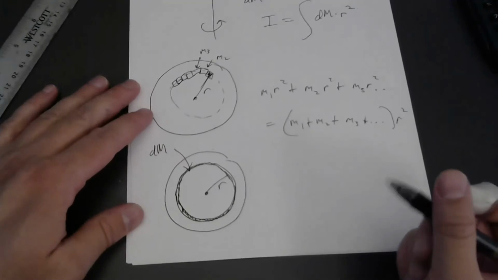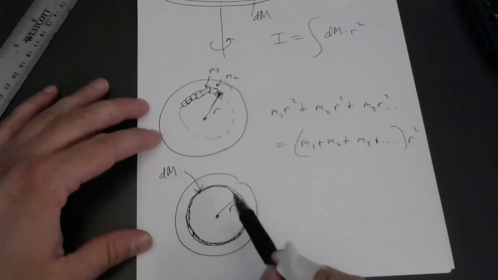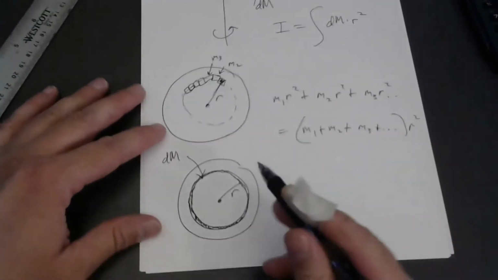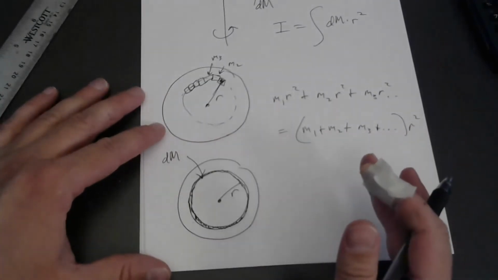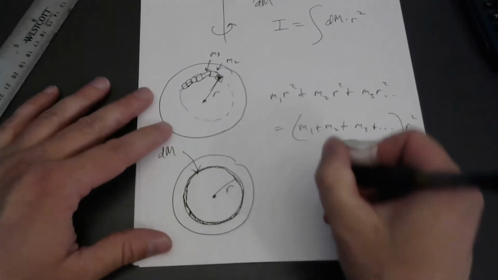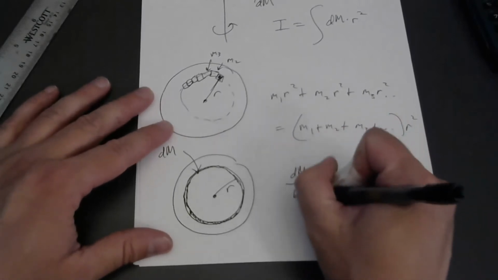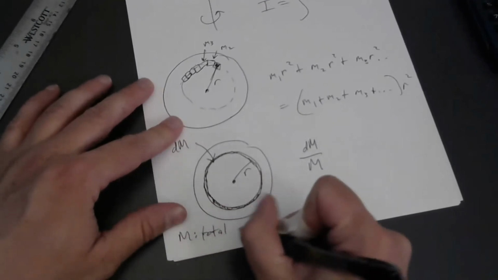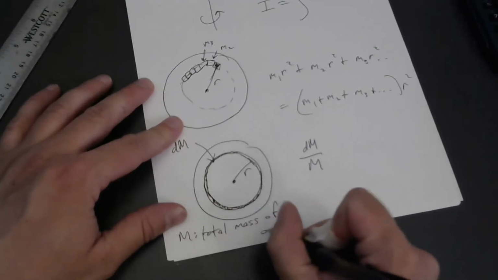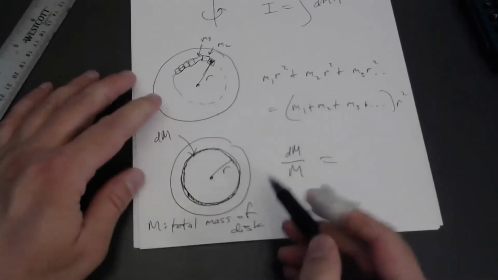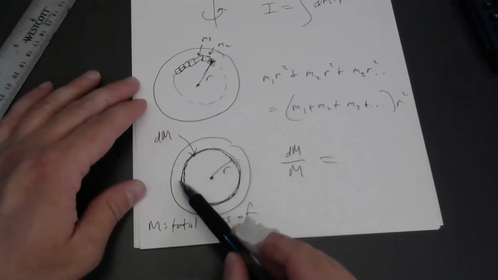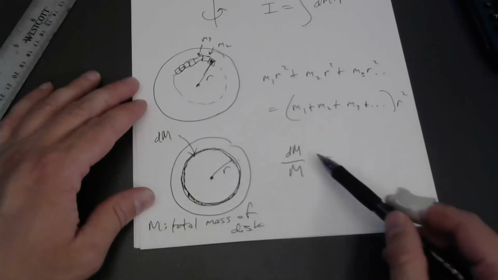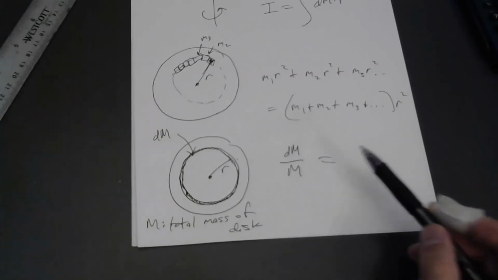Okay, now we need to figure out how to express dm in terms of r if we have any hope of integrating. So remember the trick before? I wrote down a simple statement of proportional reasoning. Let's do the following. dm compared to m, where m is the total mass of the disk. If we compare the mass of this ring or hoop to the mass of the entire thing, dm compared to m, that should be the same as some other ratio.